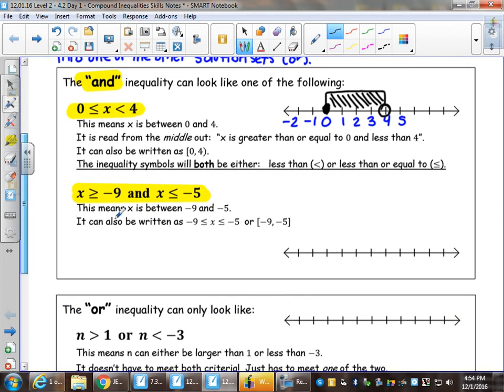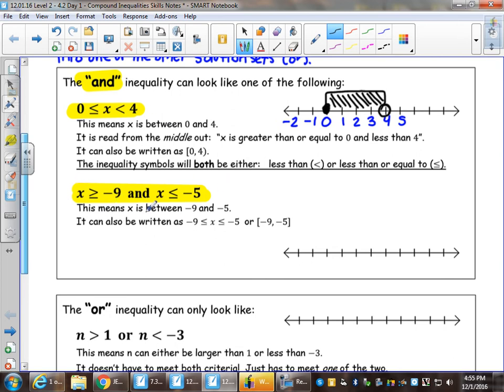Looking at the second example, the other way that this could be is instead of having X in the middle, it could actually be written out with the actual word and as part of it. So this means X is between -9 and -5. It's not as obvious, like in this notation, it's clearly between these two numbers, but as soon as we graph it, we'll see what we're talking about here.